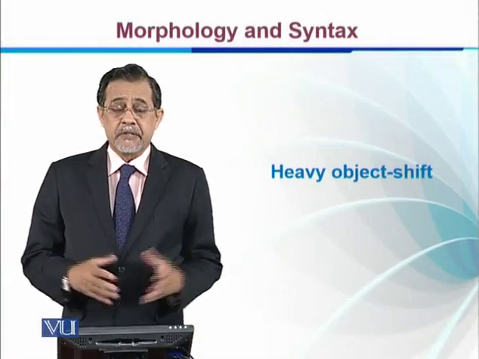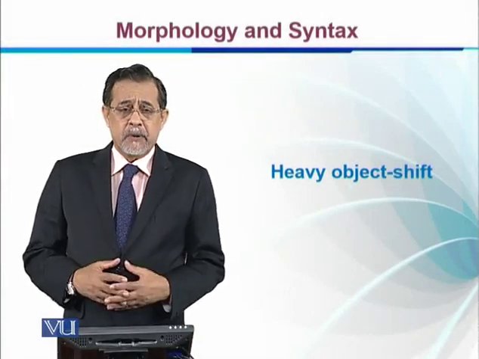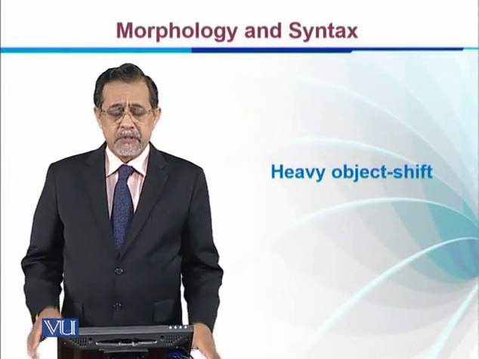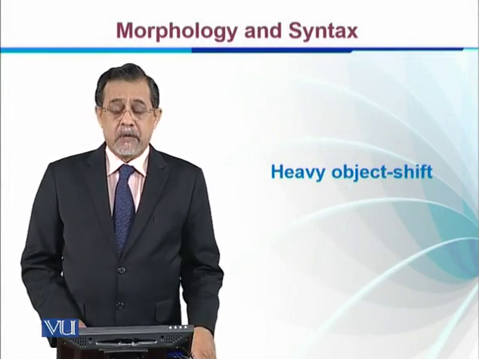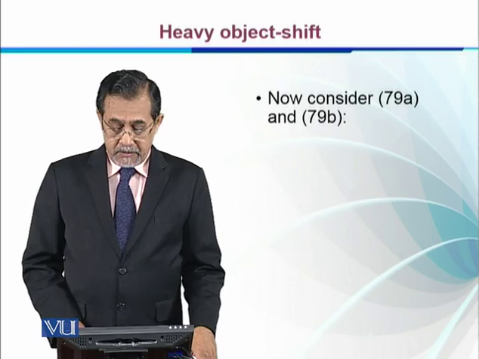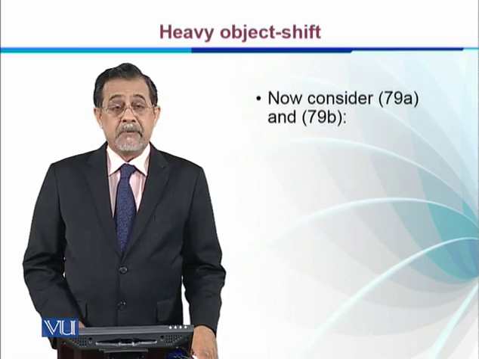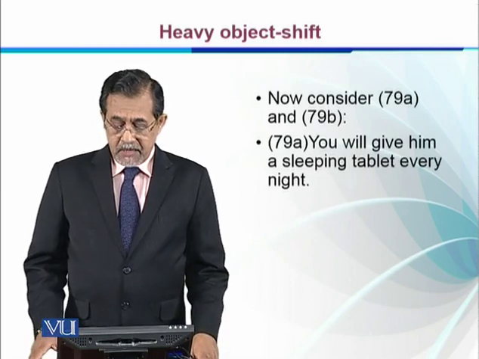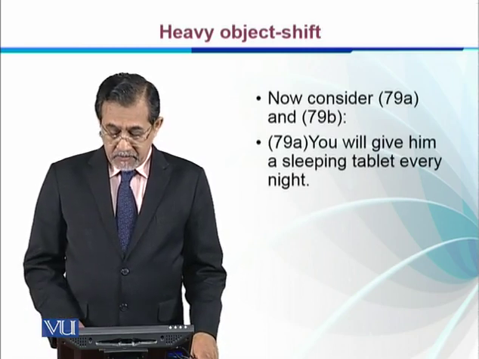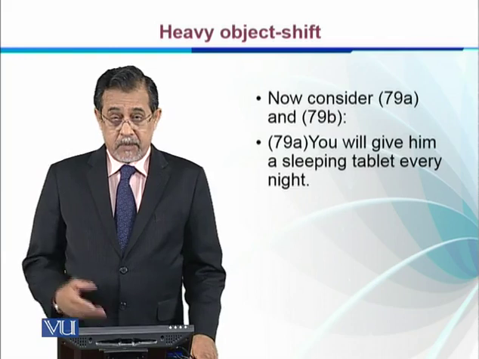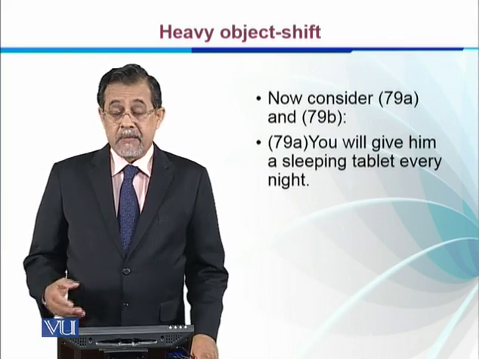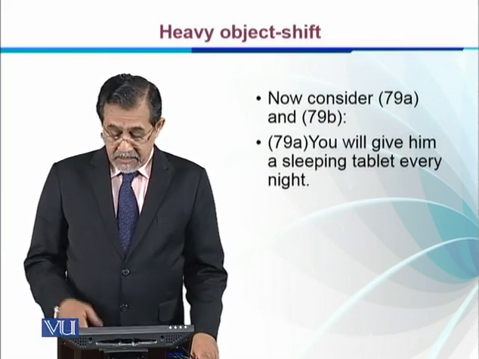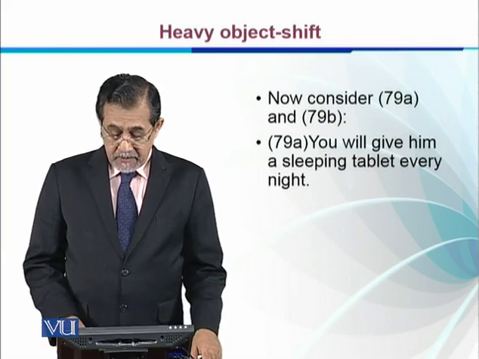Heavy object shifts like subject. If the object is heavier, we also shift it to the right-hand side of the sentence. Look at these examples, 79 A and B. You'll give him a sleeping tablet every night. So we have "him" as indirect object and "a sleeping tablet" as direct object, and "every night" is an adjunct.